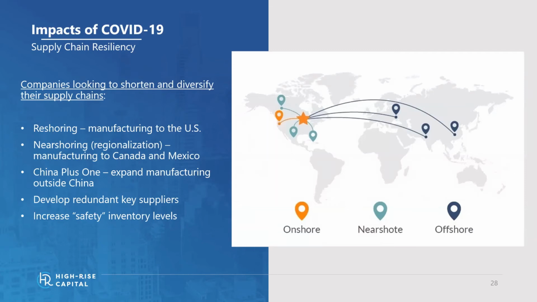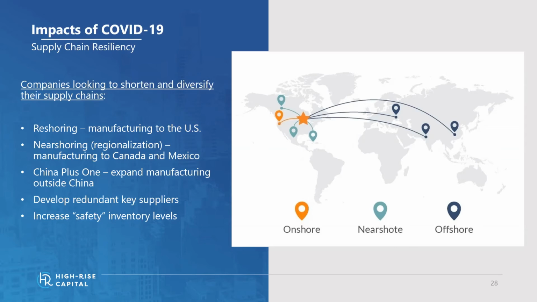So the other major effect has been with regard to supply chains and making them more resilient. A lot of companies are looking to shorten and diversify their supply chains. And how are they doing that? One way is by reshoring, bringing manufacturing back to the United States. Another way is through nearshoring, which is bringing manufacturing back closer, maybe to Canada or Mexico. Other companies are adopting a China plus one strategy where they're expanding manufacturing outside of China.